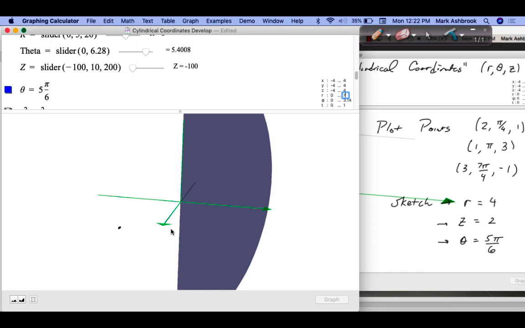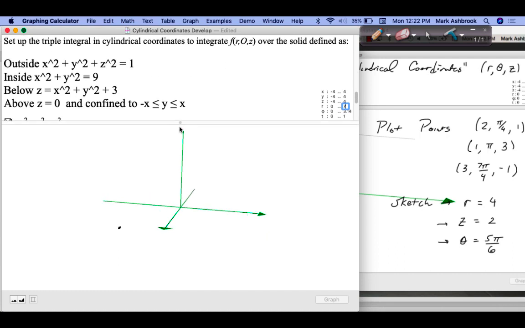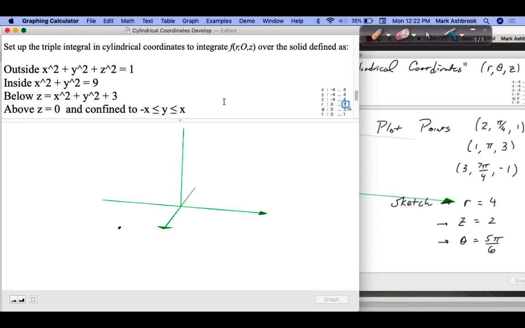Other questions? Okay, so let's try a harder problem here. The hard part about this is imagining and sketching the solid. But we need some more challenge today. It's been easy so far. So we're going to set up the triple integral in cylindrical coordinates to integrate some function of r, theta and z. And here's the solid E.